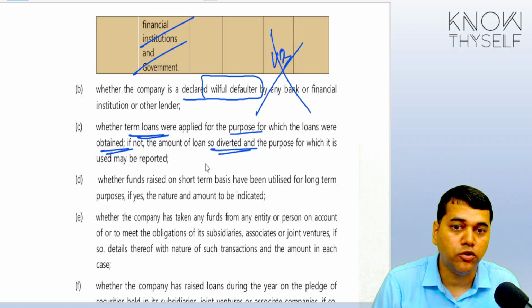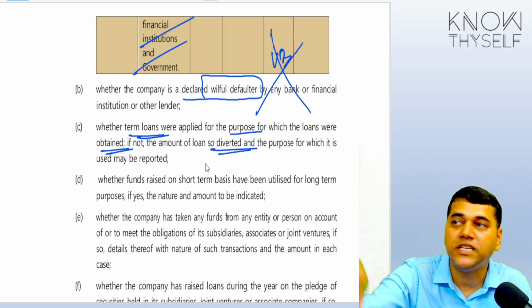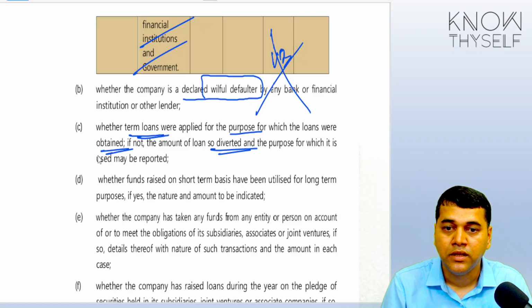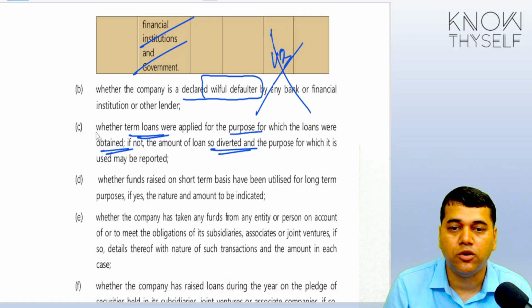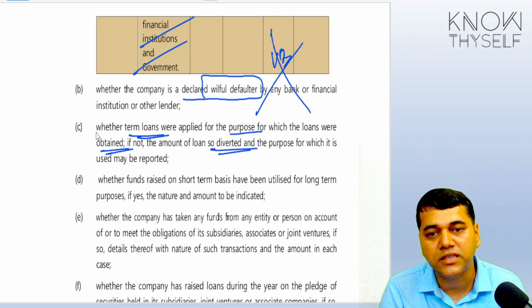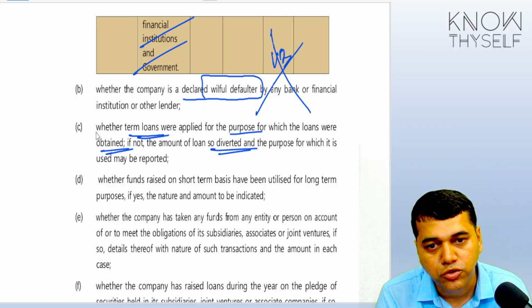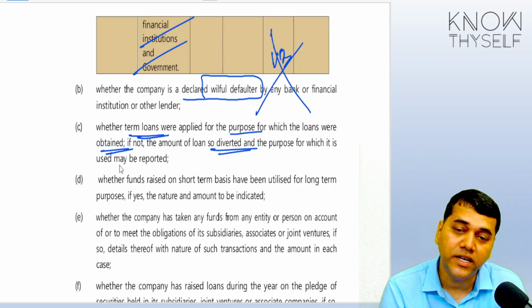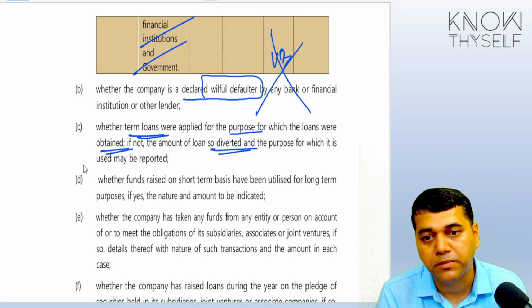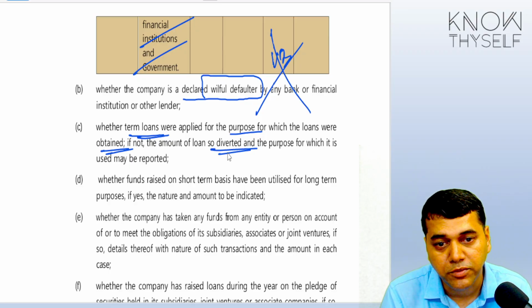Because see, the auditor knows, and again this is all for the interest of the bankers, lenders. Now, the banker has given a loan. You told you want to construct a house, but you must have been using it for some other purpose. How does the banker come to know? The banker cannot appoint an auditor for you. So since the auditor is already there in the organization, he knows the purpose for which the loan is taken and where it has been utilized.